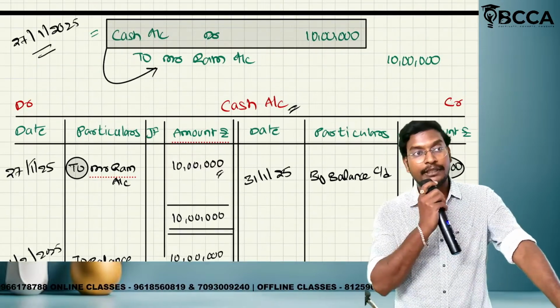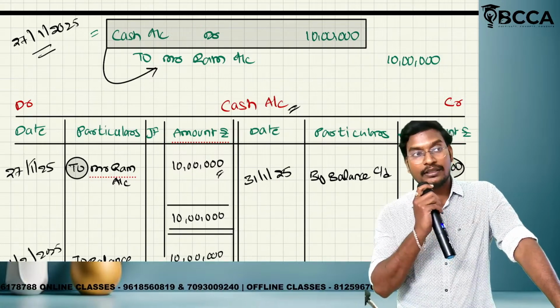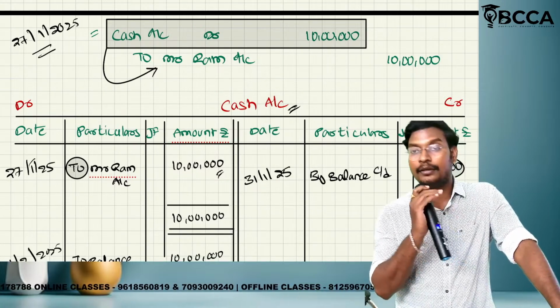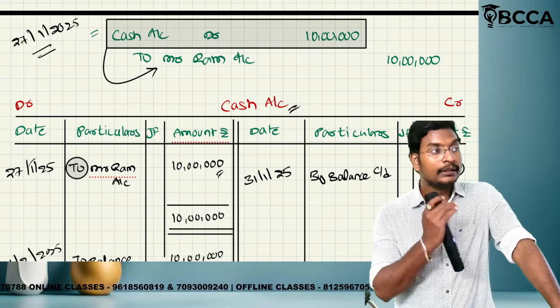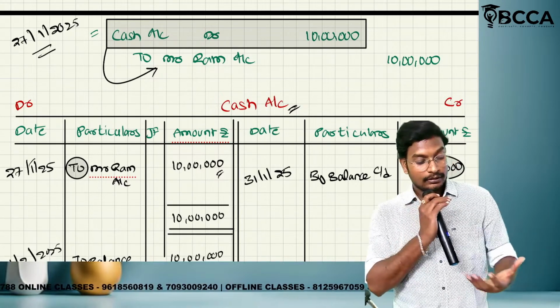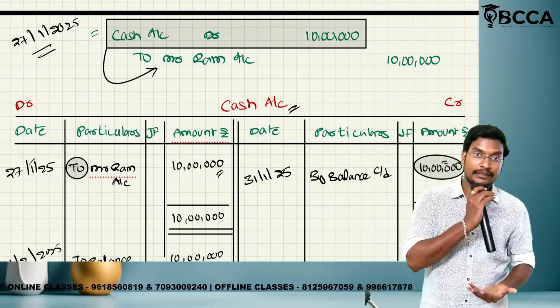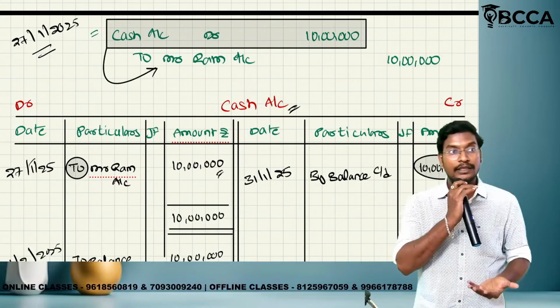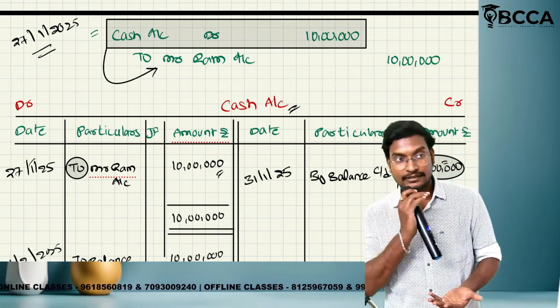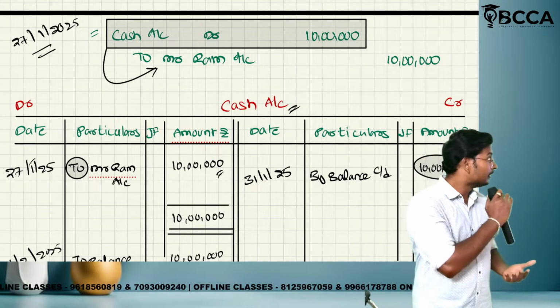Cash account debit to Mr. Ram is the journal entry. So how to record the journal entry? We will get the clarity. If you know how to record the journal entry, then only we can post into the ledgers. The way of recording in the ledger is called as posting. The way of recording the journal is called as journalization, or we can call it recording.